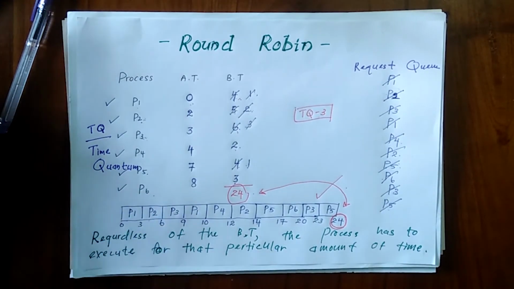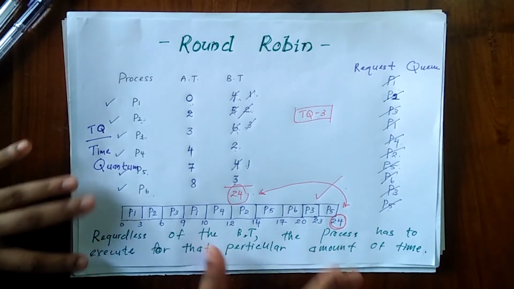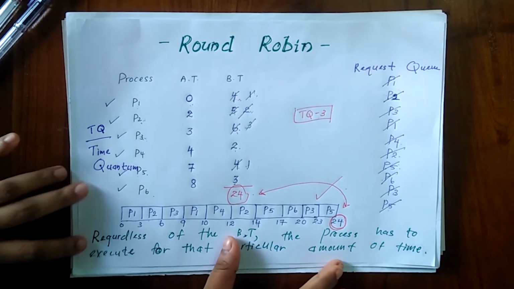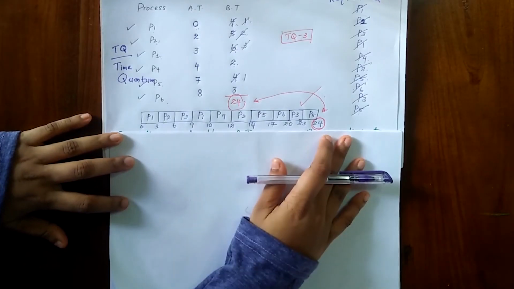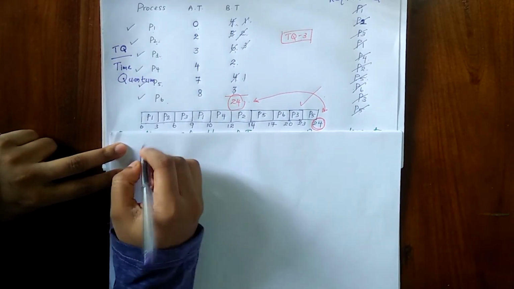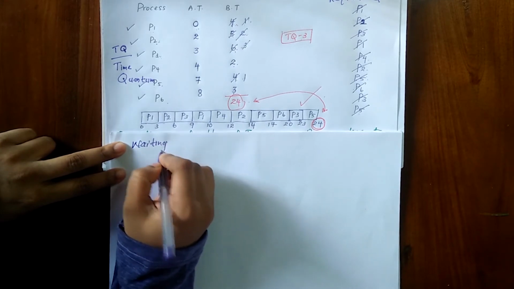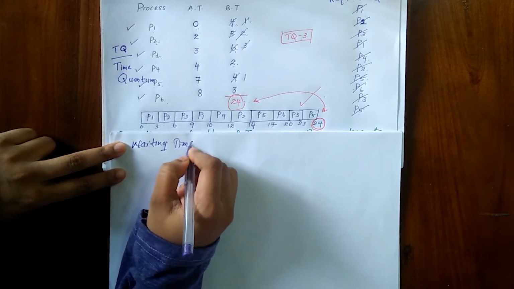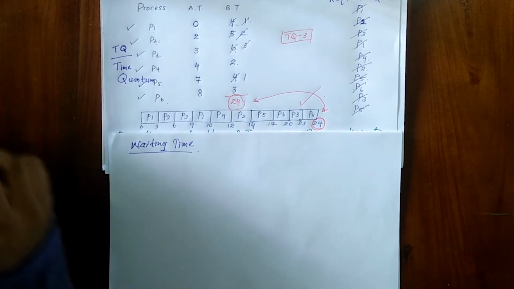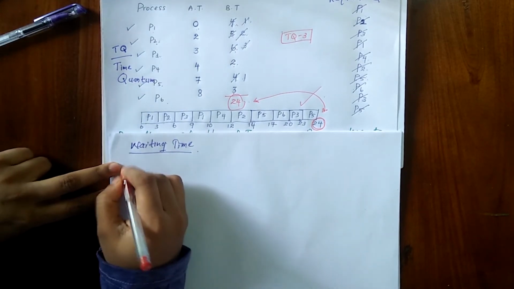So we are done with the first step. So let's move to waiting time and turnaround time. Right, let's start with waiting time. So as same as in the previous sessions, to get the waiting time, you need to keep that equation in mind.